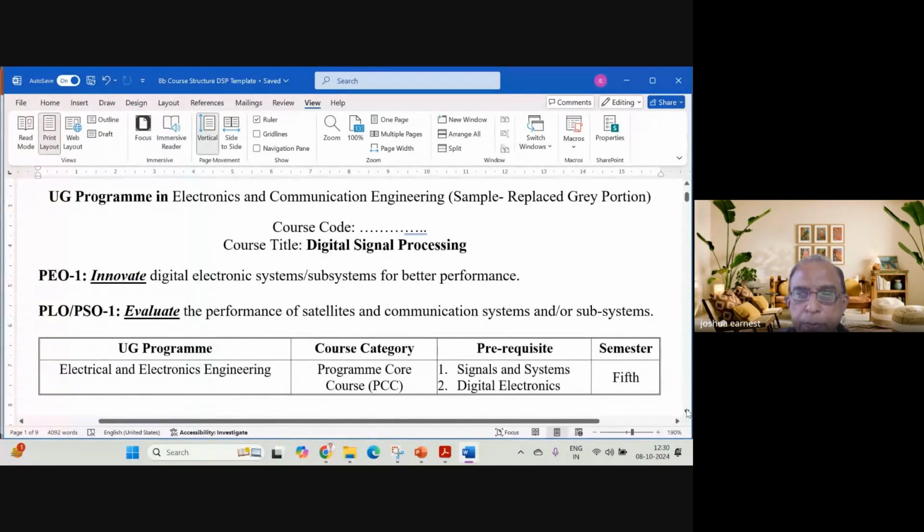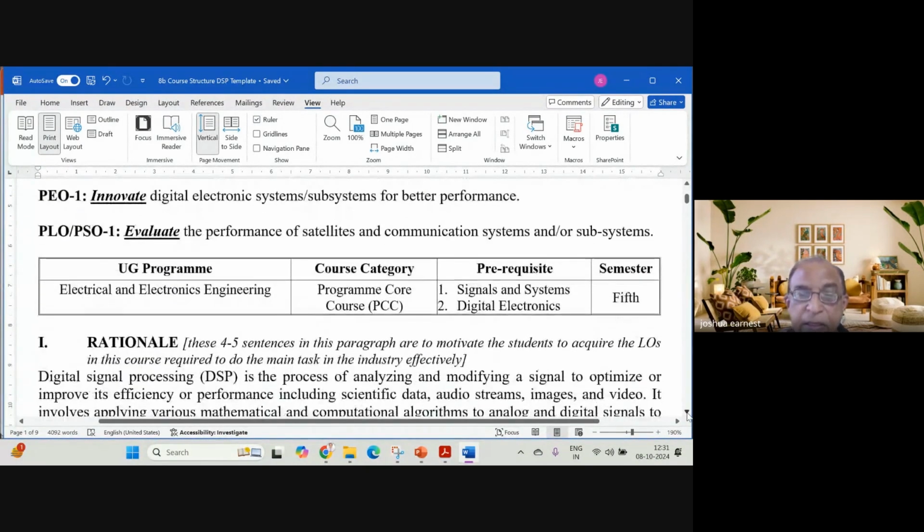Now, what are the prerequisites required? This is a UG program. This is a PCC course. Prerequisites are signals and systems and digital electronics. And this is offered in the 5th semester. So the student is very clear where and what it is. This is the thing. Then we come to the rationale.